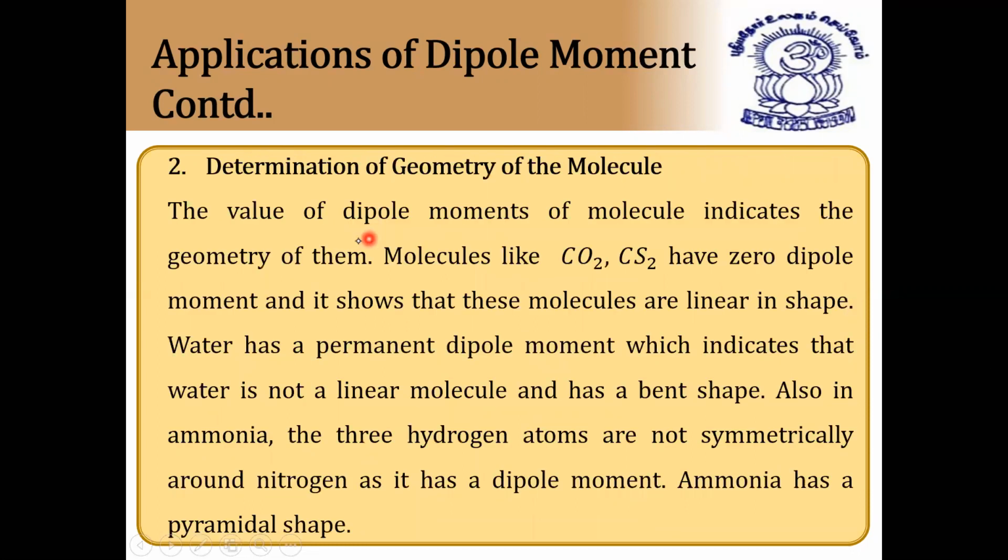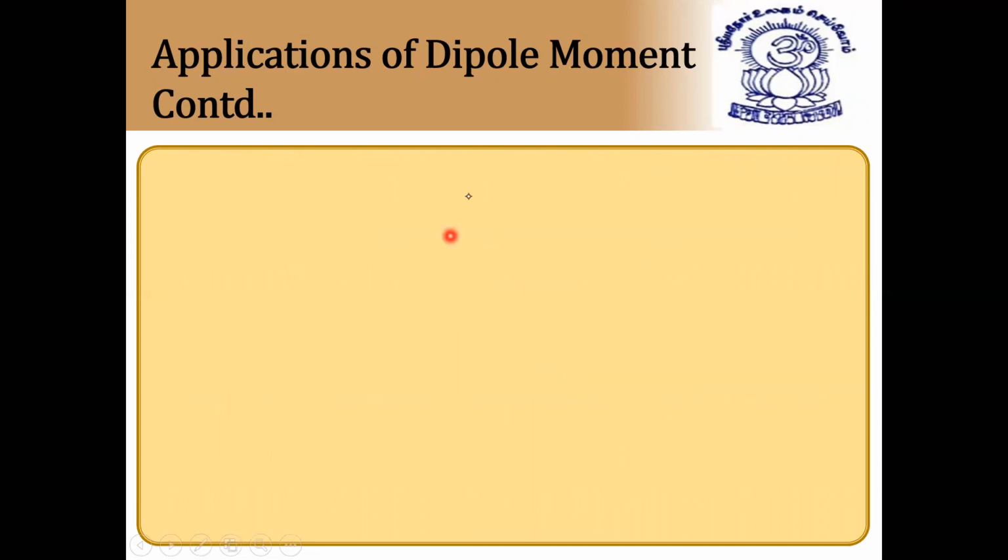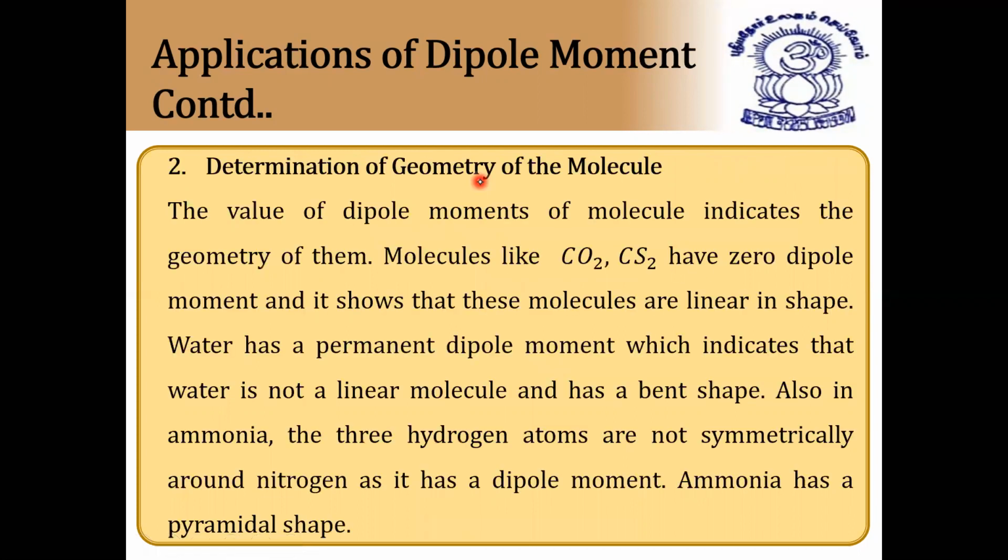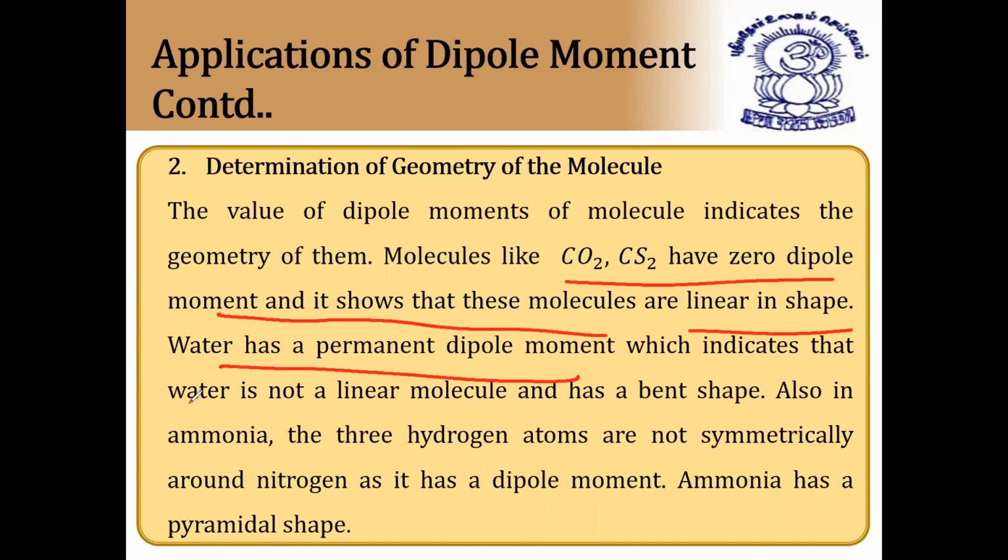Now, determination of the geometry of the molecule. The value of dipole moment of a molecule indicates its geometry. Molecules like CO2 and CS2 have zero dipole moment. CO2 and CS2 have zero dipole moment because the opposite dipoles pull each other, and it shows that these molecules are linear in shape. Water has a permanent dipole moment, which indicates that water is not a linear molecule and has a bent shape.